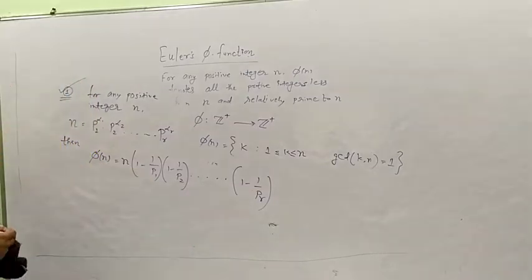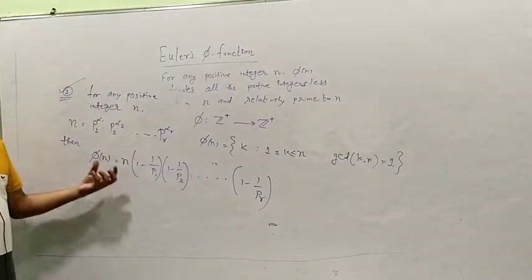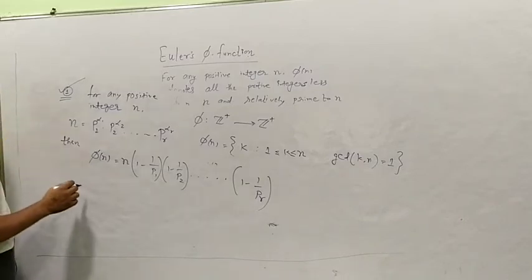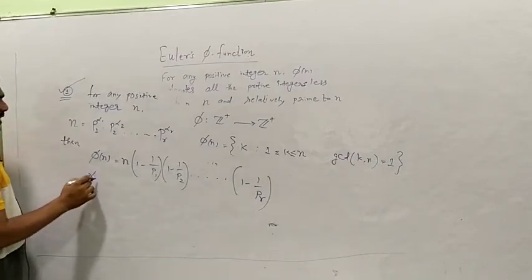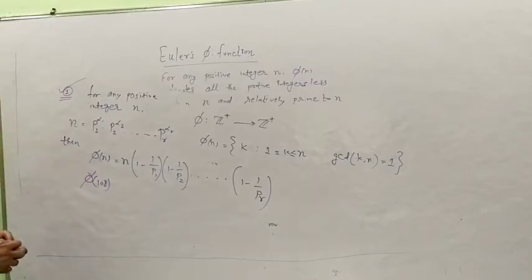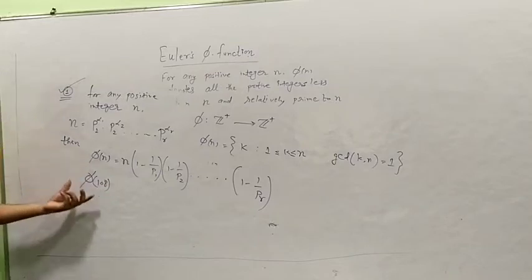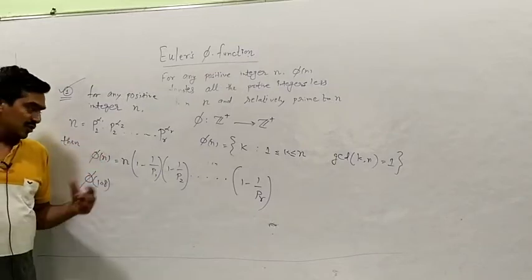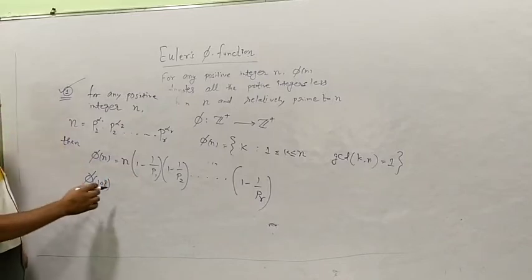Okay, let us take an example. Suppose we have to find phi 108 and calculate the value of phi 108 by using this formula. Then what do we have to do?